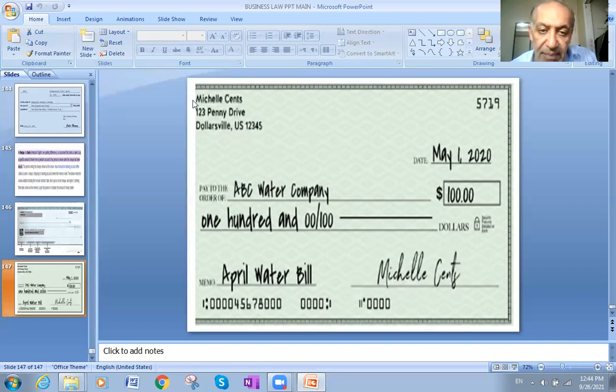The name of the drawer is at the top left, and the signature of the drawer is at the bottom right. So again, at the top left, the name and the address of the drawer. On the bottom right, his signature, and the payee name is here, and the amount is written twice. And we said we have a number for the check and we have a date for the check. If you go on April 30, no doubt you are not going to cash it. You have to wait till the date is May 1. And that was about the check.